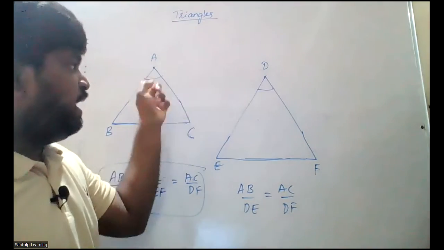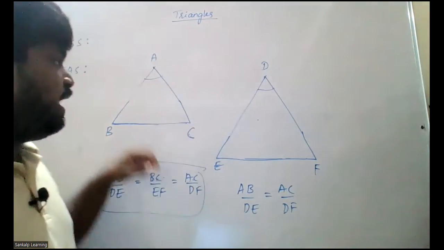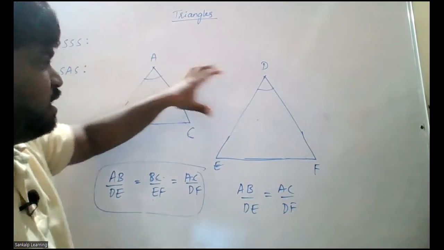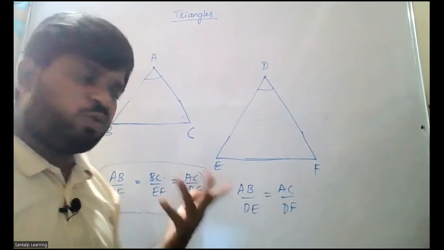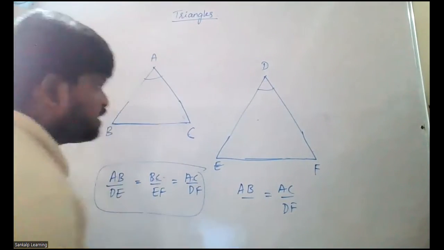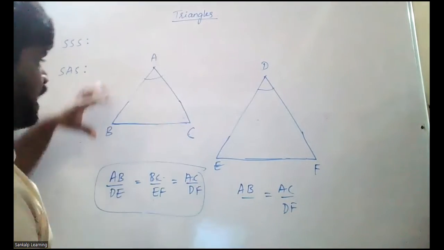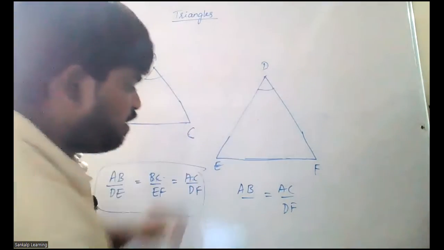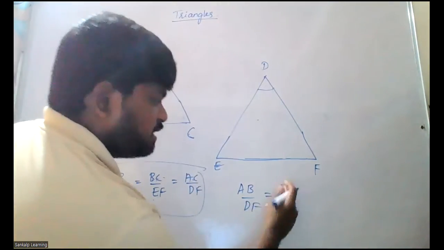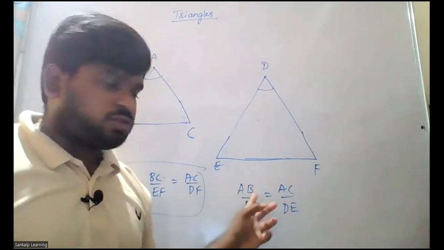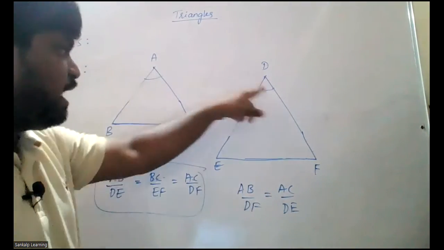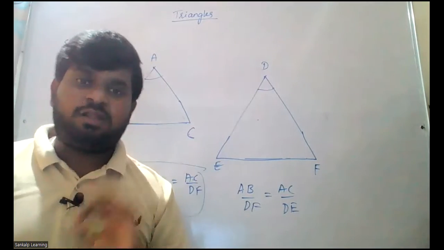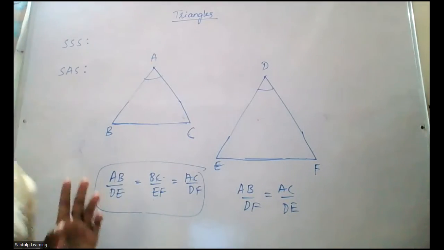One angle should be equal and the sides containing those angles, that is AB, AC, DE, DF. If you take the ratios of them, you can take however you wish. It's not necessary that I have to take AB with DE itself. I can also take the ratio of AB with DF and AC with DE. But the thing is, the ratios should be equal. If the ratios are equal and one angle is equal, therefore we call the triangles to be similar using SAS criteria.